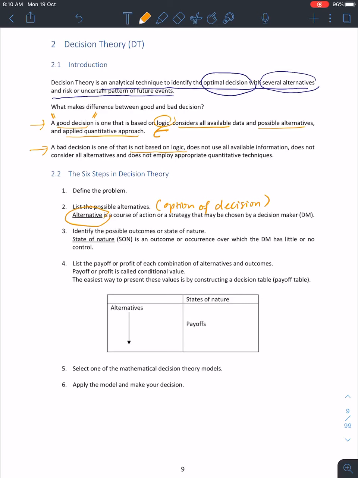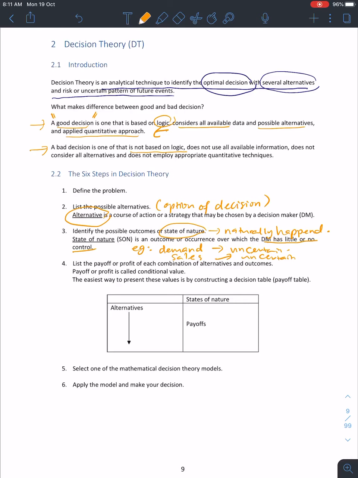Okay, a state of nature is an outcome or occurrence over which the decision maker has little or no control. Meaning that a state of nature means it happens naturally. So, for example, kita boleh kata, example, demand. Okay, demand ni tak boleh kawal kan? So, demand is uncertain. And then sales also uncertain. So benda yang kita less control. As a decision maker, we have either less control or no control at all.